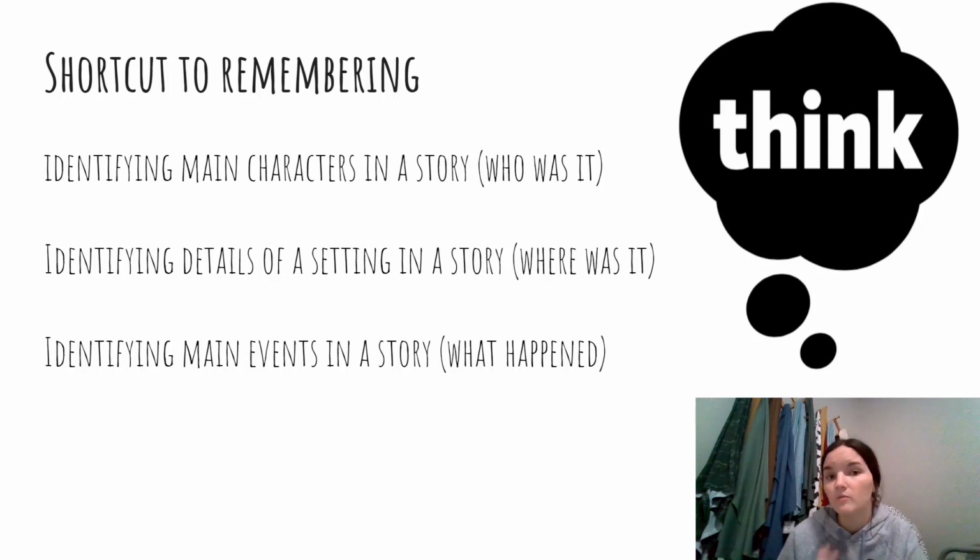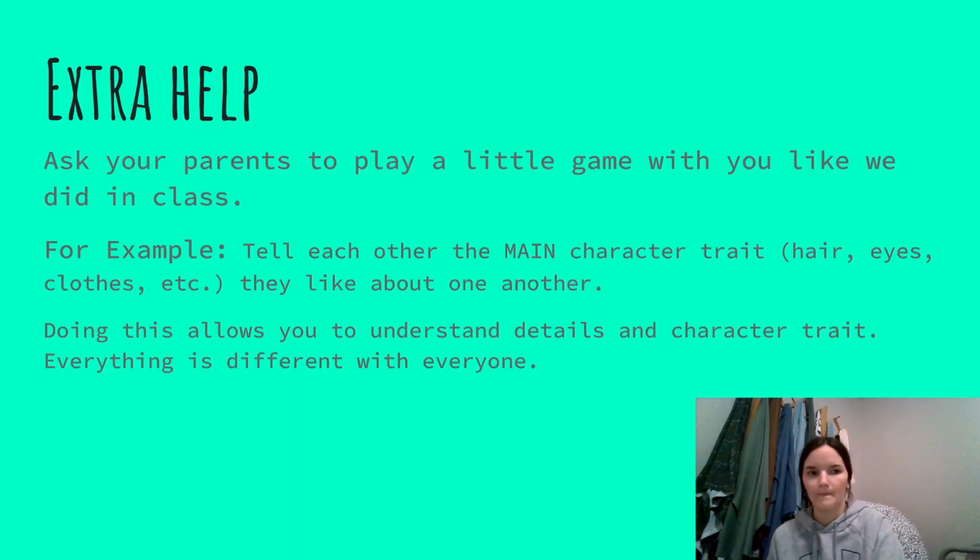Was it in a park? Was it in a school? Was it in a car? Just where was it? And then identifying the main events in the story. So, what happened? Did he stub his toe? Did she go shopping? Did they have a birthday party? What happened? Just tell me.